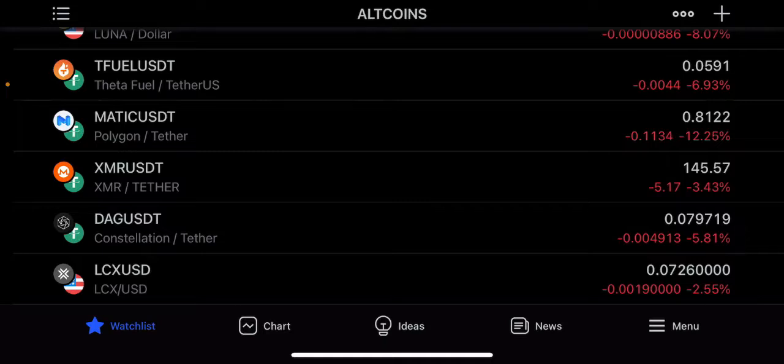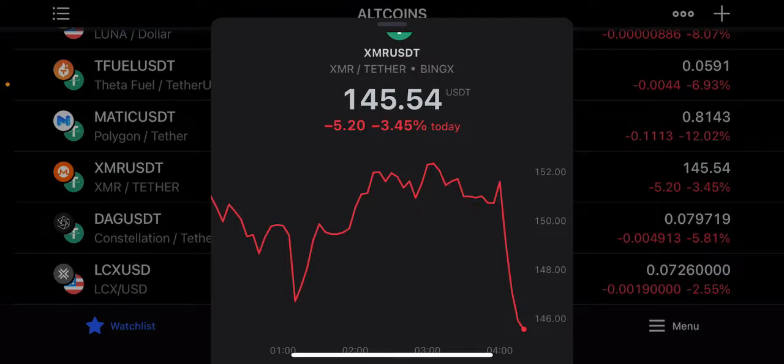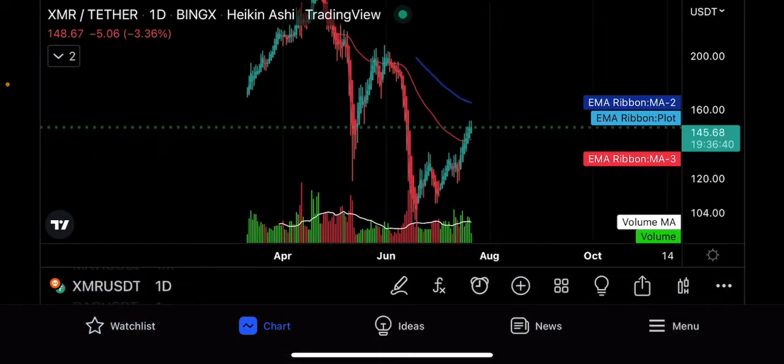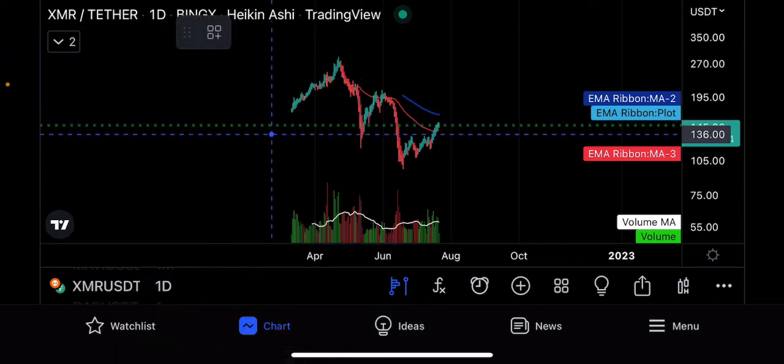And the first one is XMR. And we're going to take a look at XMR real quick. And you can see it seems to be a fairly new coin, but there seems to be enough data to kind of look at the coin and see what it's doing.